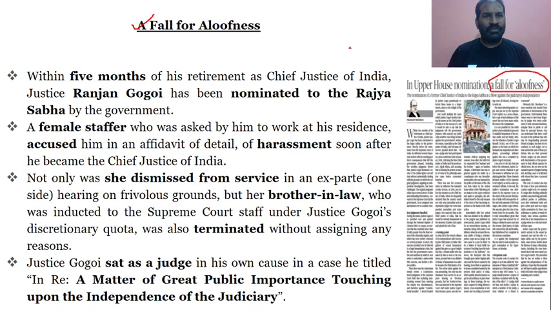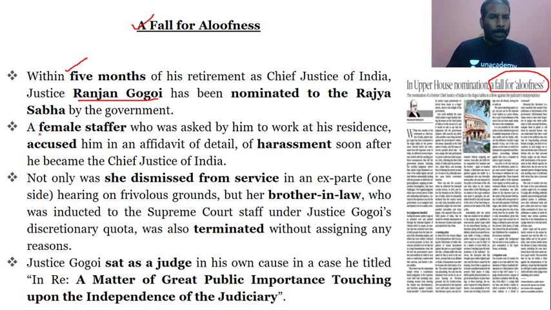As we have discussed in the first editorial, the nomination of former Chief Justice of India Ranjan Gogoi to the Rajya Sabha, we had the basic introduction of that. Now, we will get into the other issues, or why there is actually a fall for aloofness. We also have a few issues in regard to Ranjan Gogoi, the former Chief Justice of India. We will look at them.